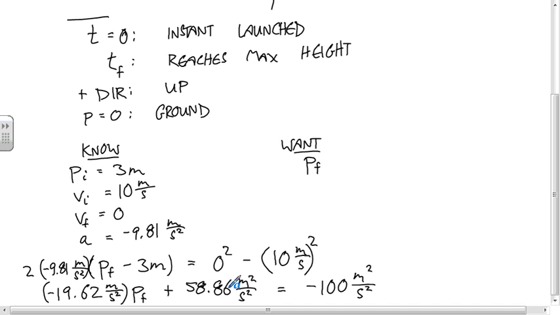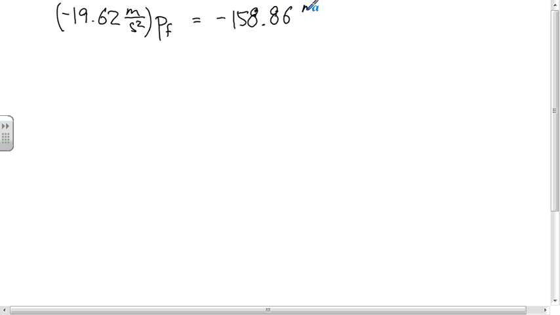And so now I'm going to subtract 58.86, this one, from both sides. So you get negative 19.62 meters per second squared times PF is equal to negative 158.86 meters squared per second squared. And now the last step is I'm going to divide both sides by negative 19.62 meters per second squared.